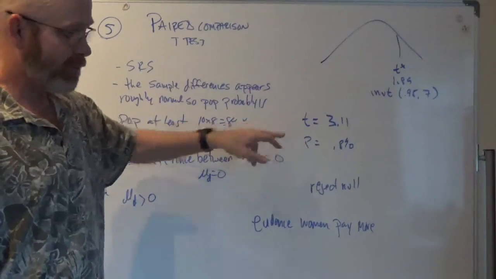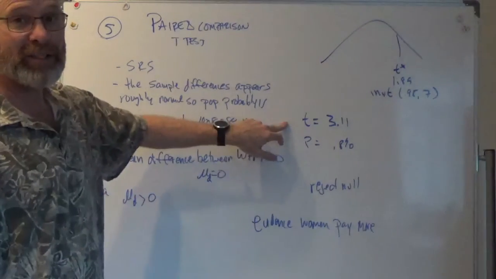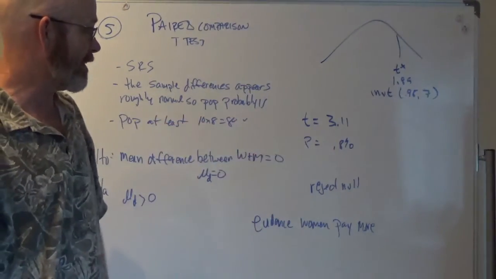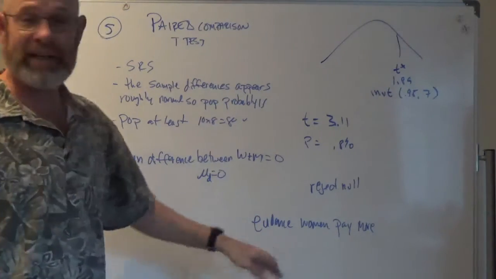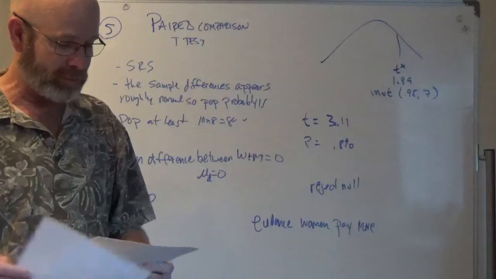I ran the test with those numbers in the chart. Test statistic is 3.11. P-value really, really small. We're going to reject the null. So there is evidence of the alternate, or there is evidence that women pay more.